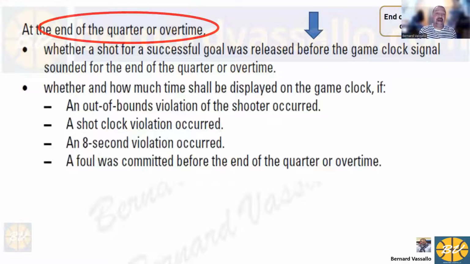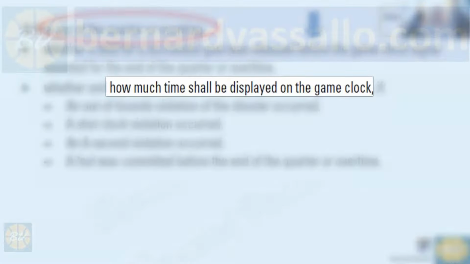Also, if there is a foul very close to the end of the quarter or the game, the referees could use the instant replay system to check firstly that the foul was committed within the game and not after the end of the quarter or the game. And should the foul have been committed before the end of the quarter or the game, the referees then will need to decide also how much time to put back on the clock.